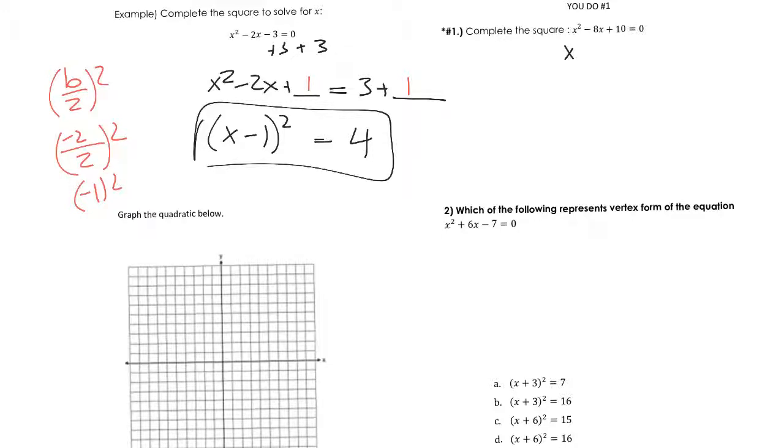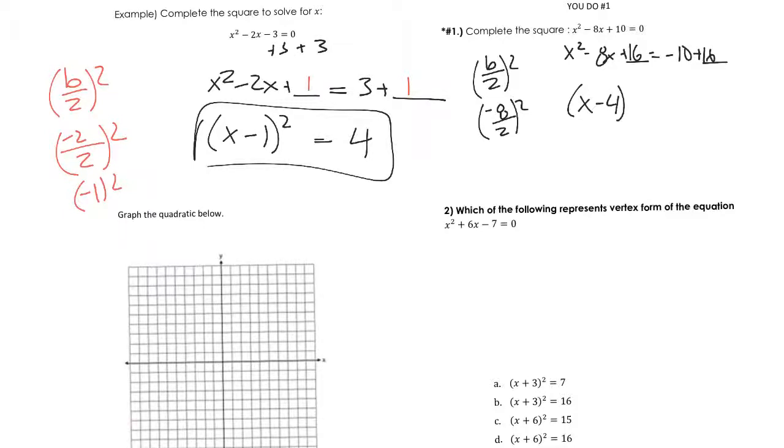So on this one, move the 10 over. Negative 10 plus something. Complete the square. That's negative 8 divided by 2 squared, which will be negative 4 squared. That's 16. So that's x minus 4 squared equals 6.